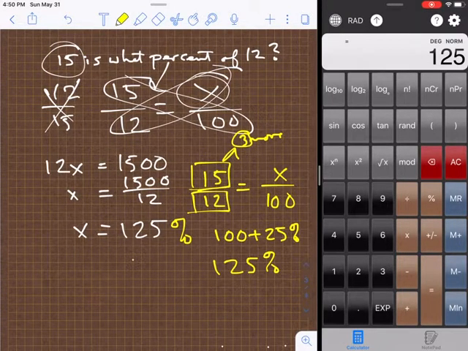Good luck with these. I don't think they're particularly hard, but if you don't read it correctly and set it up right immediately, then you can get some pretty funky answers.